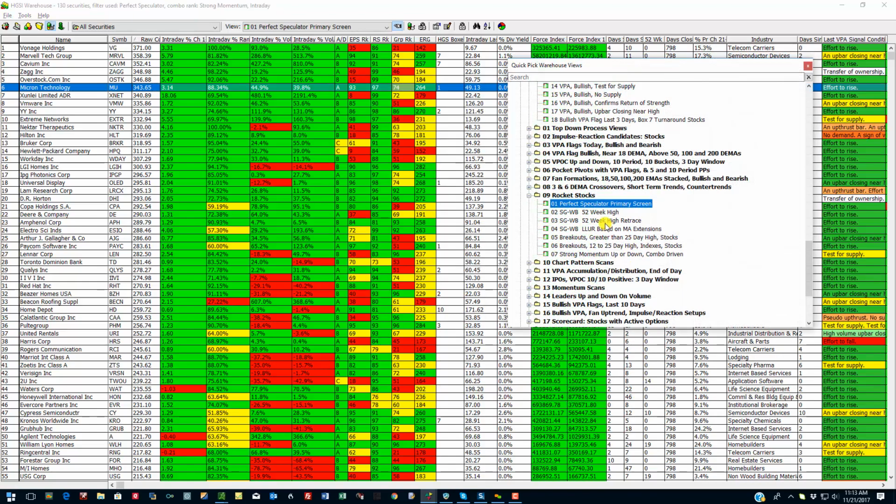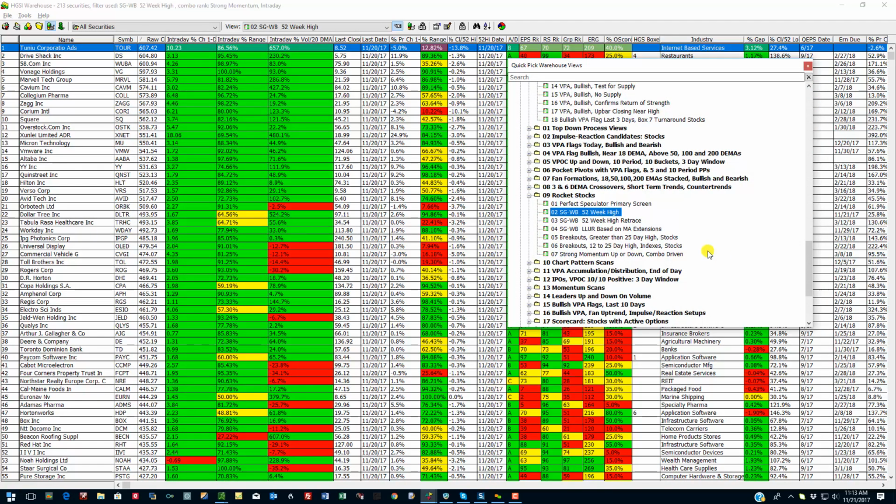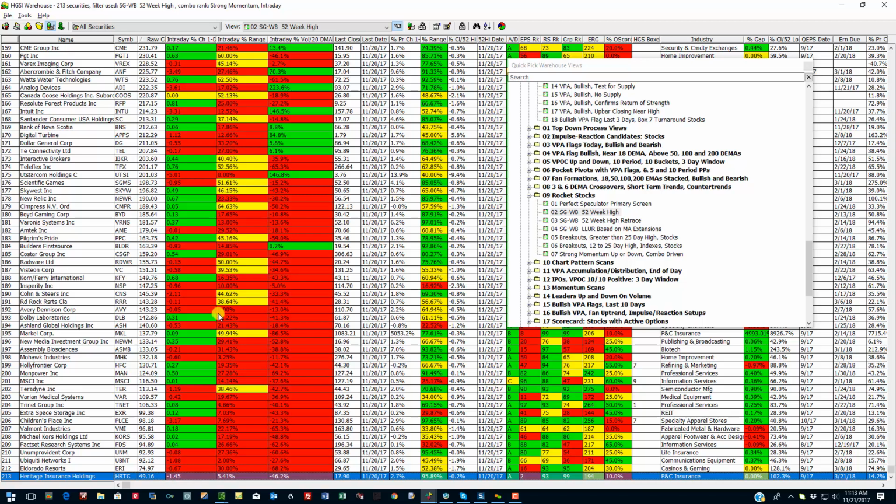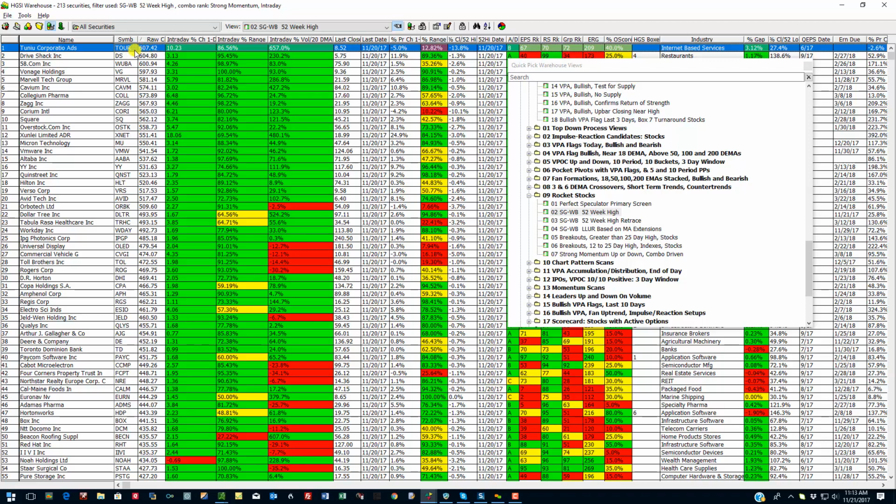Another one you might want to look at daily is 52-week high. This means that these stocks were hitting a 52-week high yesterday, and because of the strong momentum combo, it tells you immediately if these stocks are carrying through today. There were 213 stocks that passed this yesterday. I'm going to go down to the bottom. Some of them are red down here, which means that they're pulling back a little bit from the 52-week high. But others are continuing to go.